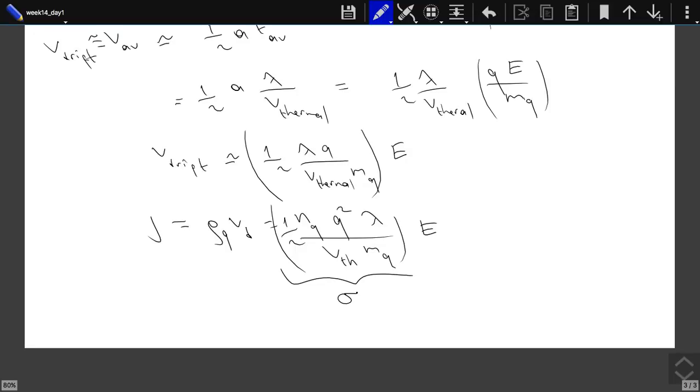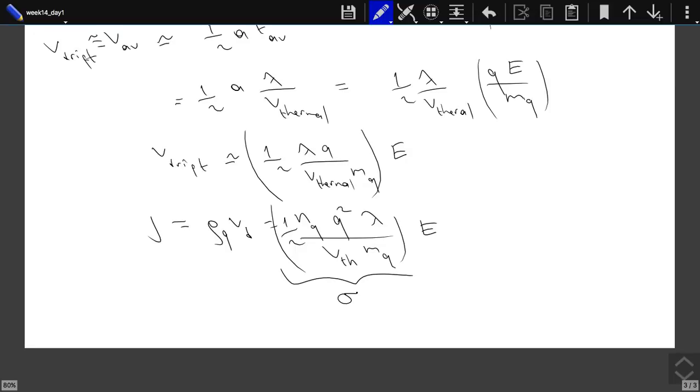Well, this expression, don't take it to be too precise, but it does capture some of the basic properties that we also observe. For example, if you increase the temperature, the thermal speed should increase, so the conductivity should decrease. That is something that we actually observe. At larger temperatures, the conductivity is smaller. And, well, what else can we check? That's basically what we can check only. For a given material, N_Q is fixed, lambda is fixed, the mass M_Q is fixed.